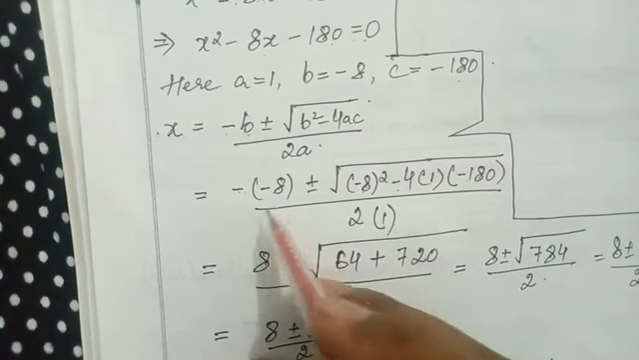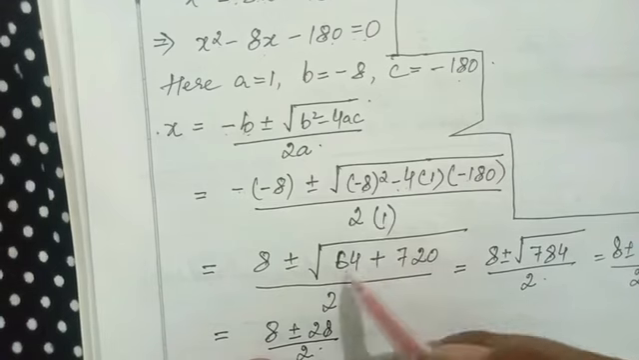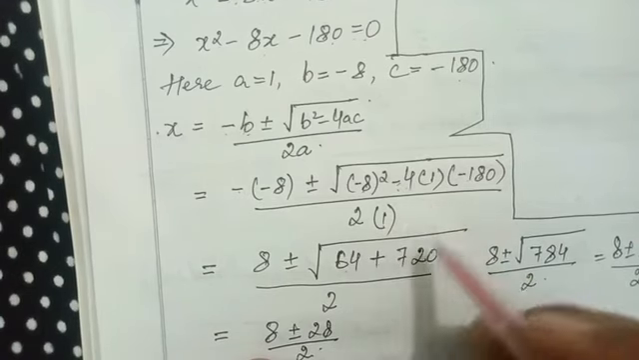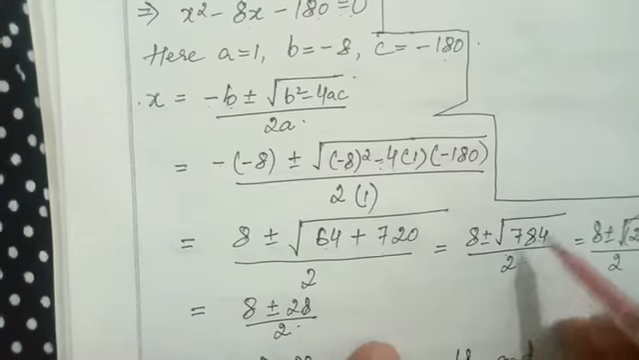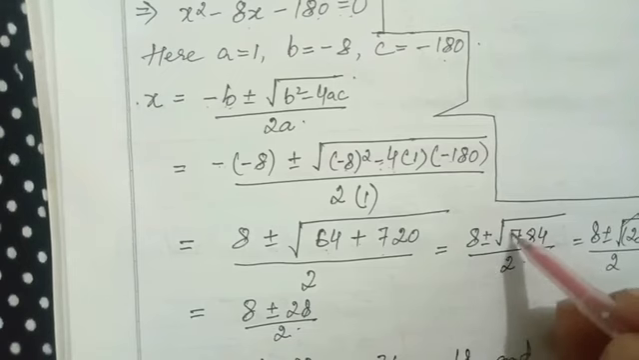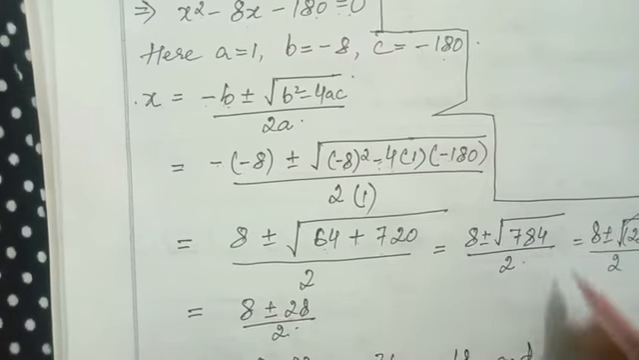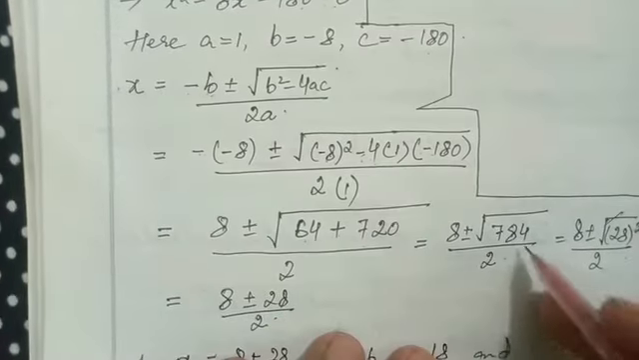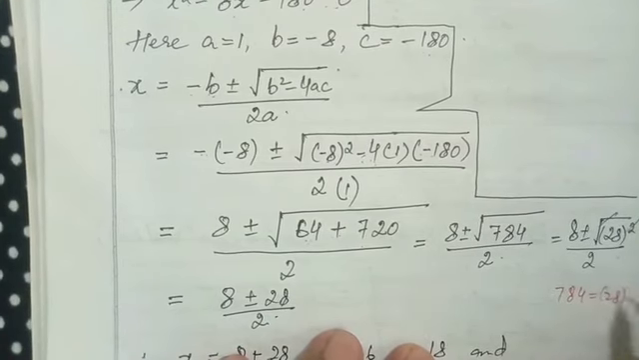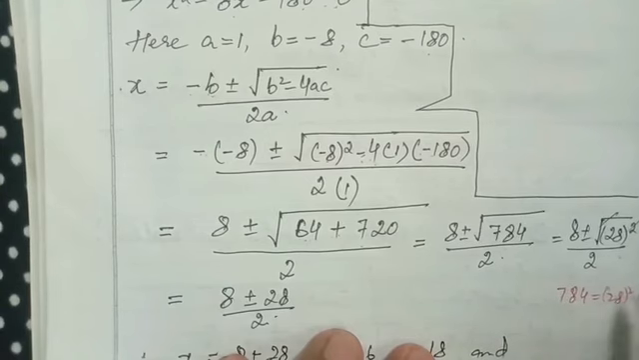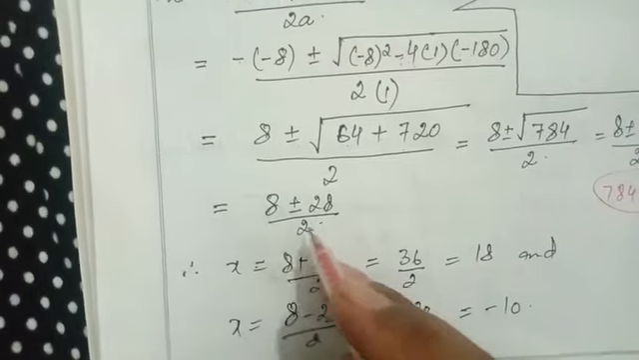Then I will do the simplification. Minus into minus is plus, so 8 plus minus root 64 plus, 4 into minus into minus is plus, 4 into 180 is 720, equal to 8 plus minus root 784 divided by 2, after addition of these two. This 784 is a perfect square. We can write 28 whole square because 28 into 28 is 784. Square root cancels, then finally I got this value.